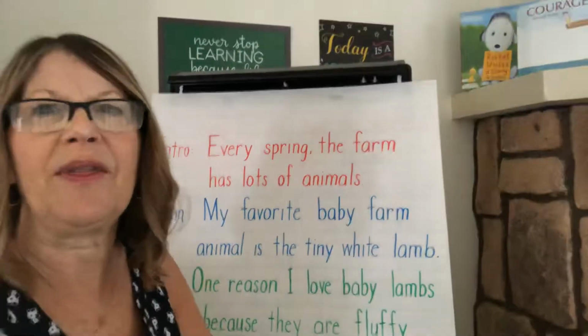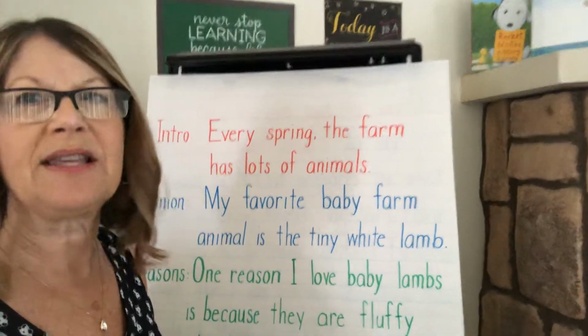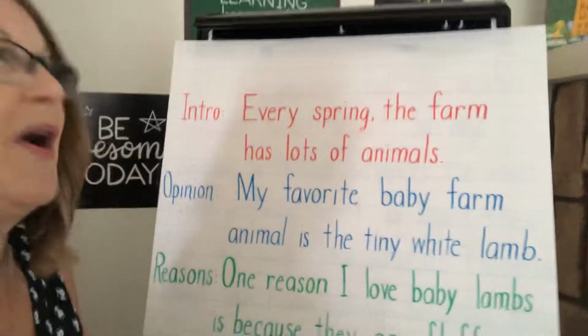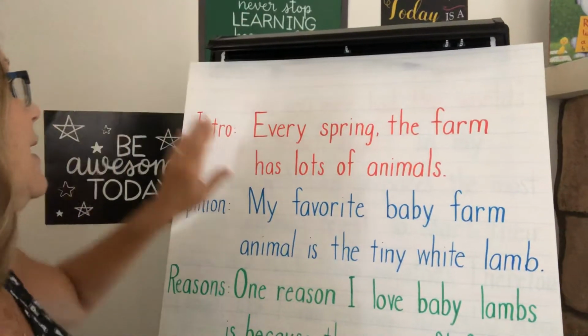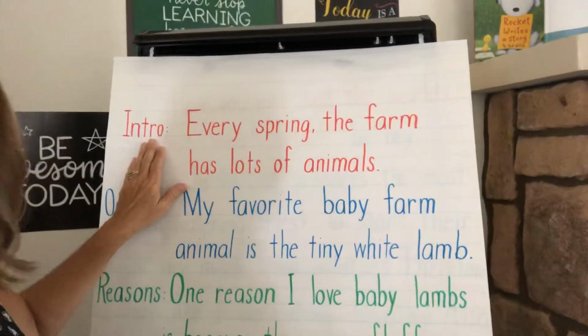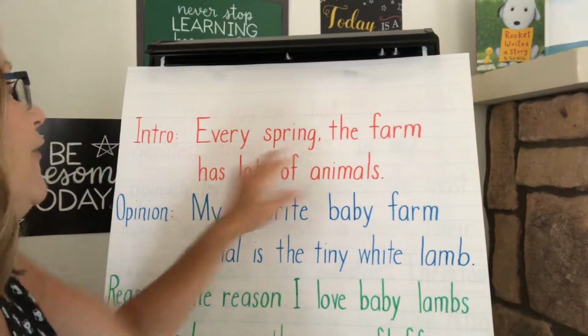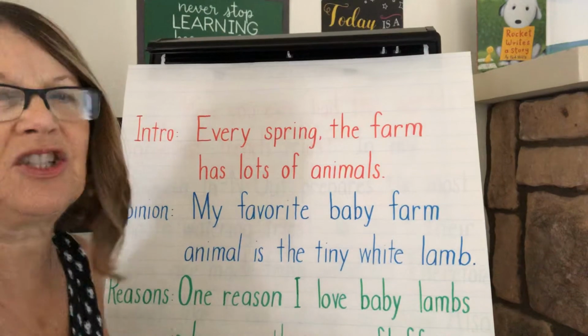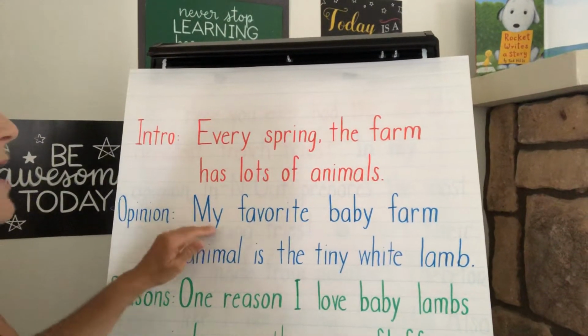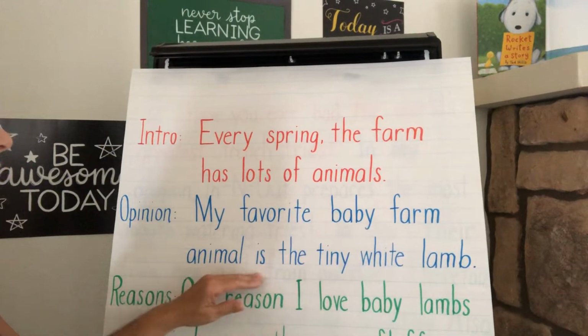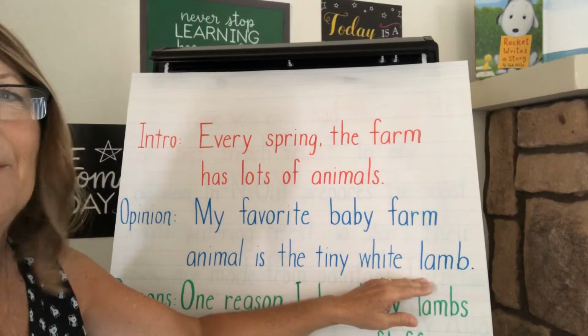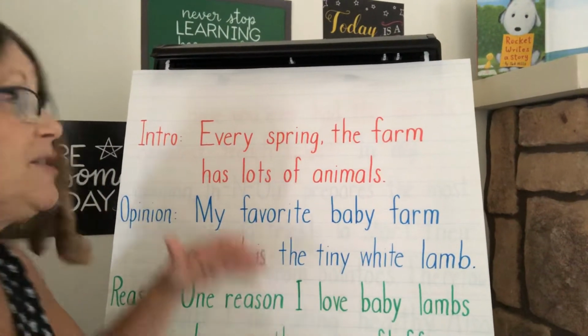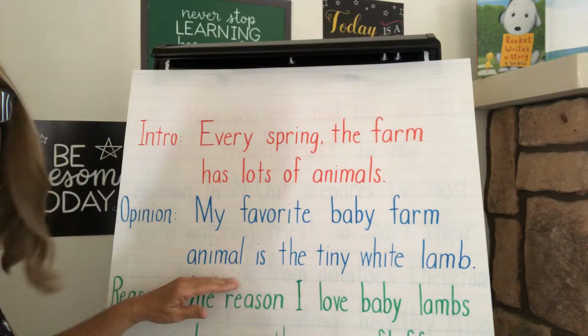Okay, so boys and girls, I did a couple of writings that I want to share with you to demonstrate the parts of the writings that we have learned about so far. So this first one, here's my introduction. Every spring, the farm has lots of animals. Okay, that's my introduction. Here's my opinion. My favorite baby farm animal is the tiny white lamb. So do you see the difference between the introduction and the opinion?